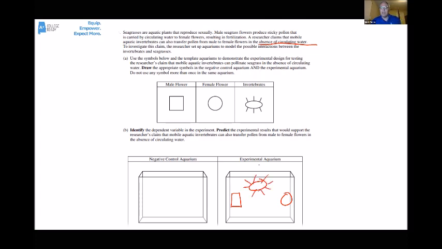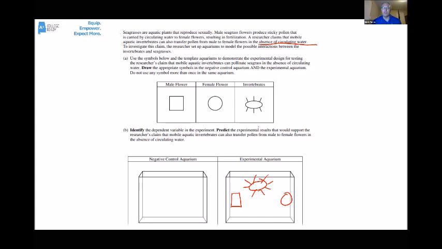Now, in reality, you would probably have multiple of each one of these things in a real test. But this question specifically says, draw the appropriate symbols. Do not use any symbol more than once in the same aquarium. So what we're showing in the experimental group is male flowers, female flowers, and these little invertebrates. Now, on the other hand, we've got the negative control group.